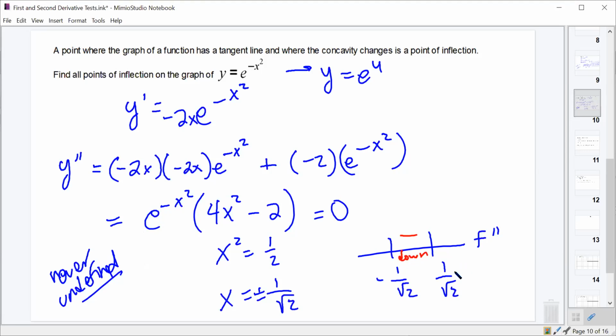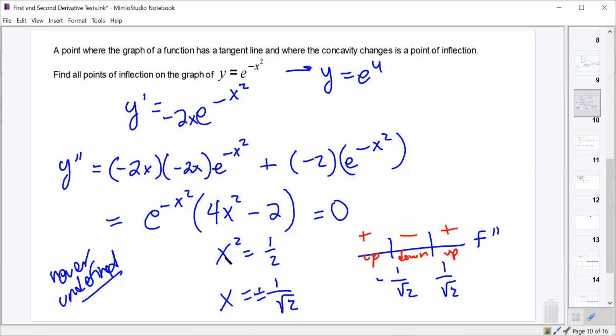Plug in something more than 1 over root 2, like 1,000. And what do I end up with? A positive times a positive, so concave up. And something less than this would be negative 1,000, still positive, and still positive. So concave up. So how many points of inflection do we have? 2. 2 points of inflection. One of them occurs at negative 1 over root 2, and the other occurs at 1 over root 2.